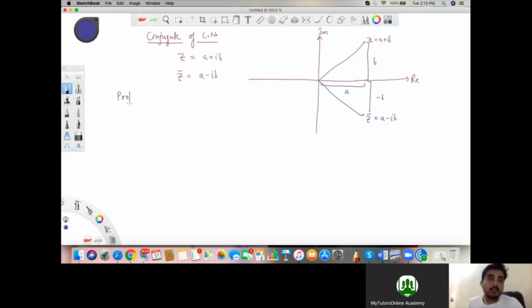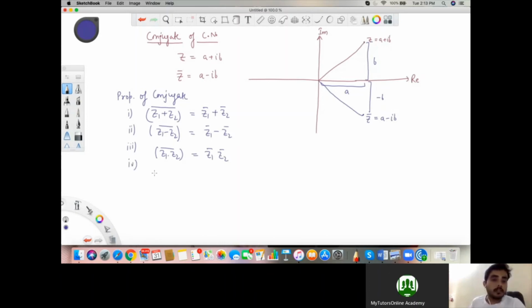Now let us talk about some properties of conjugate. Suppose we have two complex numbers in addition, that is z1 plus z2, and I take the conjugate of the sum, then that will equal z1 bar plus z2 bar. Second, if I take the difference of the two complex numbers and then take the conjugate, that will equal z1 bar minus z2 bar. Similarly, the conjugate of z1 into z2 will equal z1 bar into z2 bar. The same applies to the conjugate of z1 by z2, which equals z1 bar upon z2 bar. These are some of the basic properties of the conjugate of a complex number.